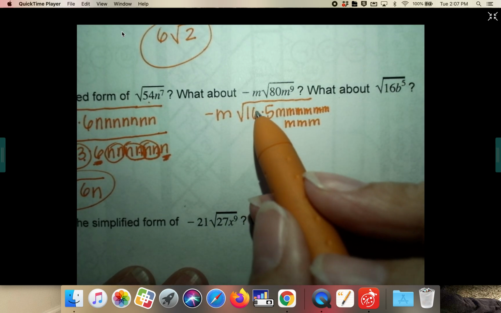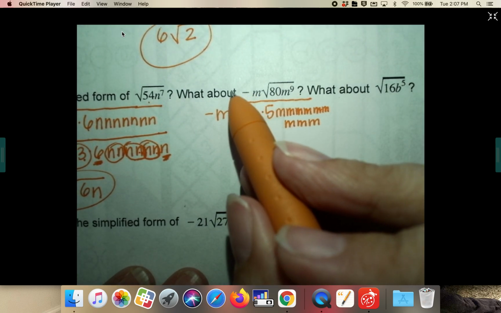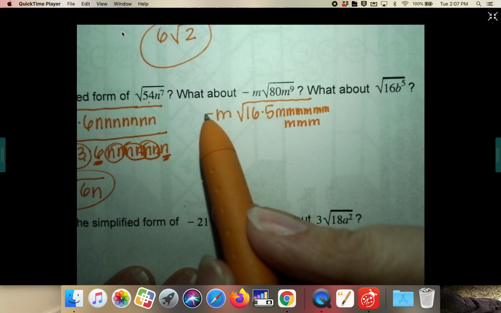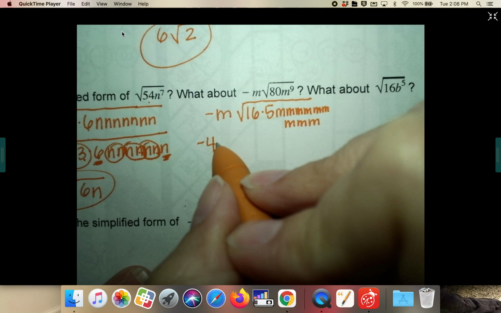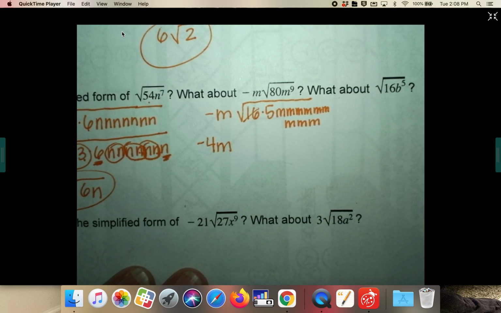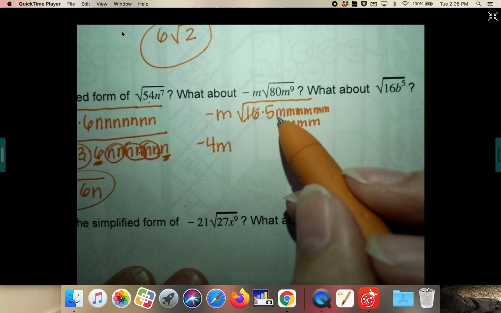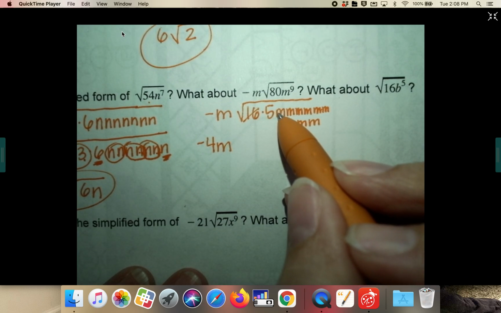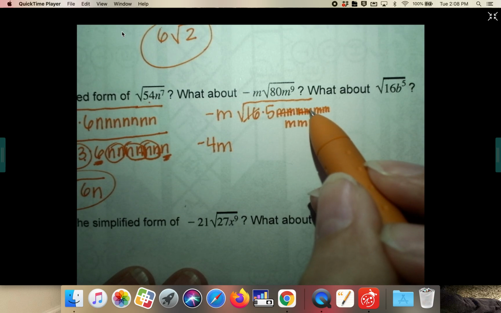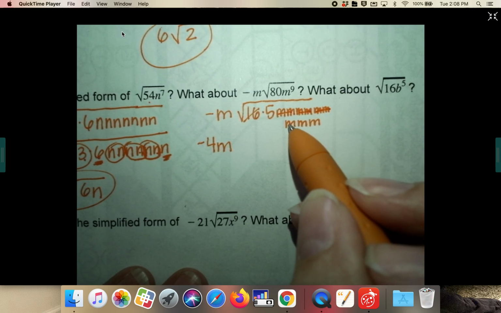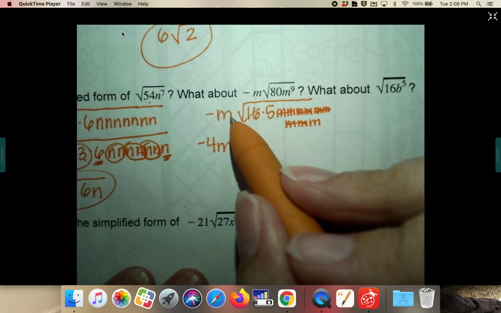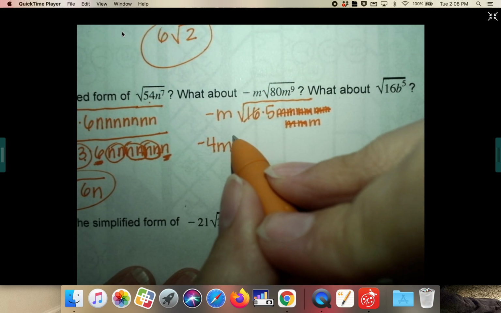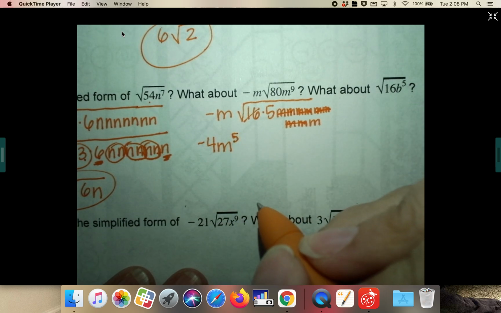So we can pull the square root of 16 out as a 4. The 4 is going to get multiplied by negative m. So it's going to be negative 4m. Okay, I don't want to forget what I've already used. 5 is going to have to stay inside the radical. How many partner groups can we pull out? We've got 1, 2, 3, 4. So we're pulling out 4 m's, and we already had one here. So that is going to make it 5 m's.